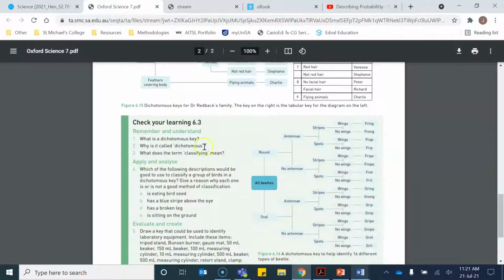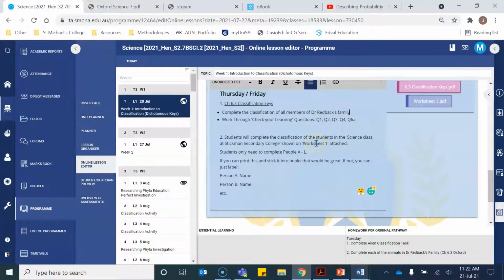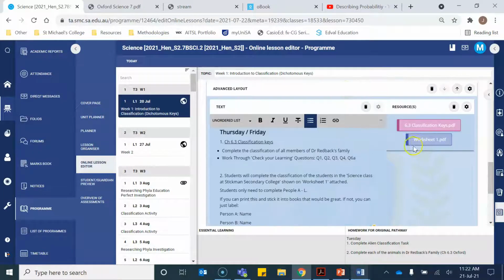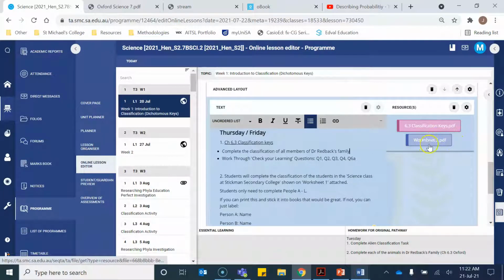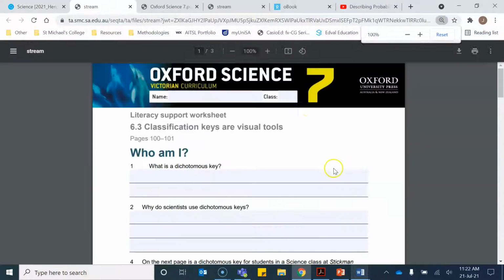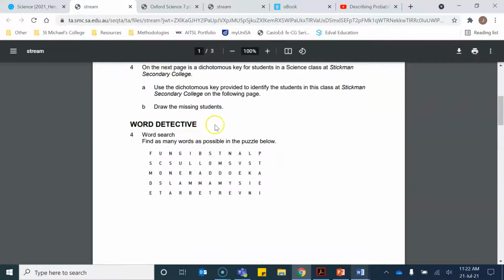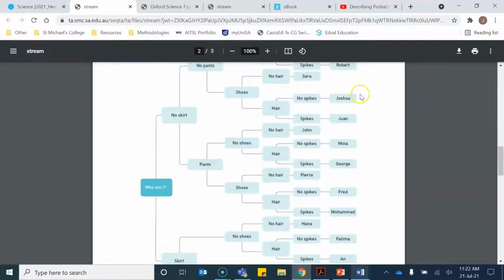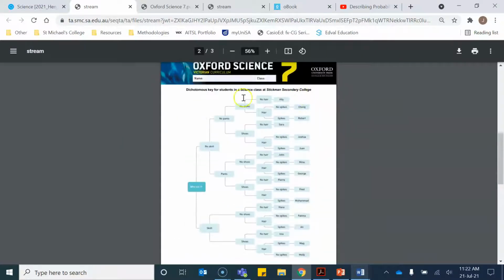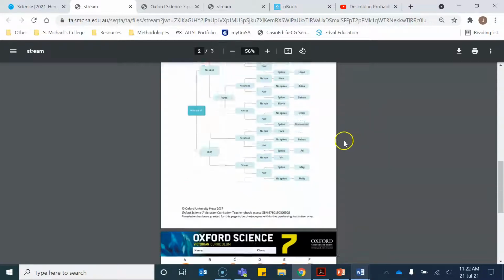So you can use that to answer question 1. And then I'd like you to work through the remaining questions which were listed. Once you have completed that, and if you complete that today, I've then attached another worksheet here. So we have worksheet 1. Since some of these questions double up with the check your learning questions, I'm not going to ask you to do those again. But what I am going to ask you to do is use this dichotomous key to help us describe the science class at Stickman Secondary College.